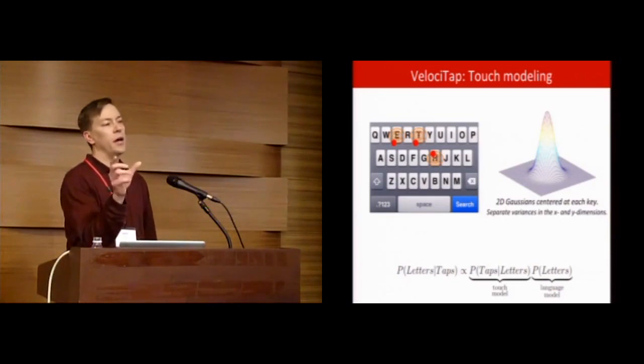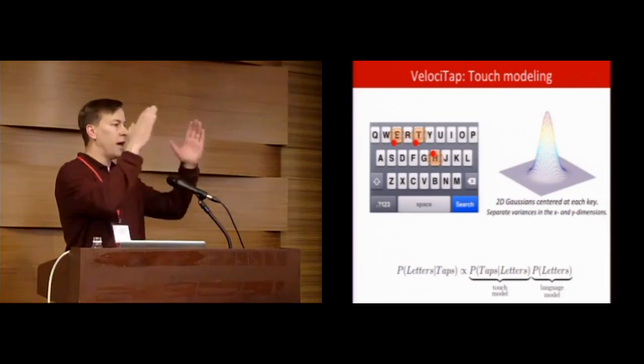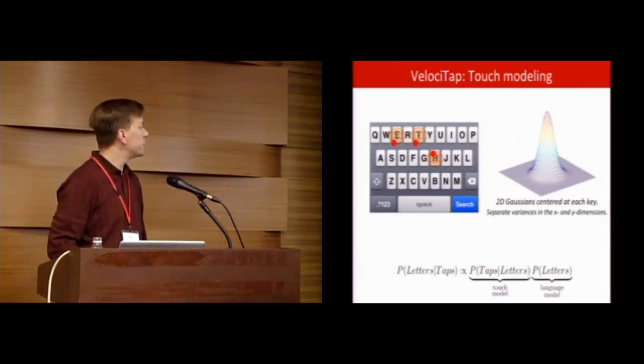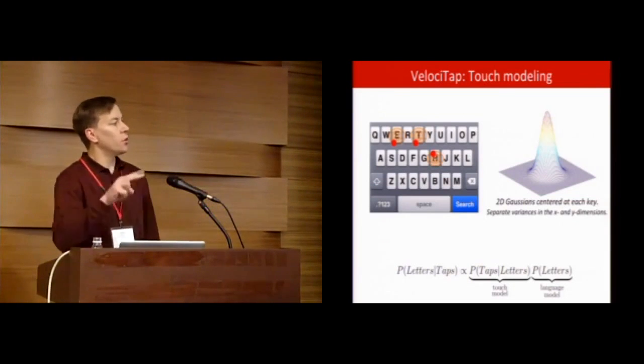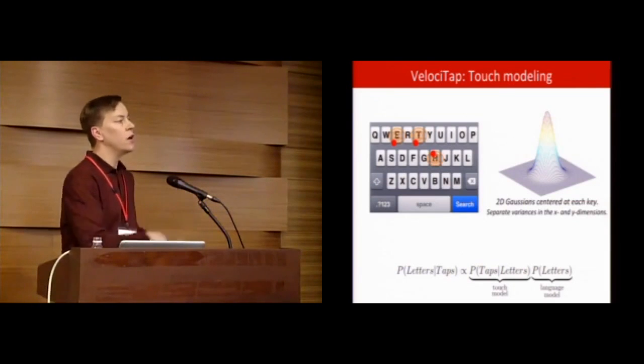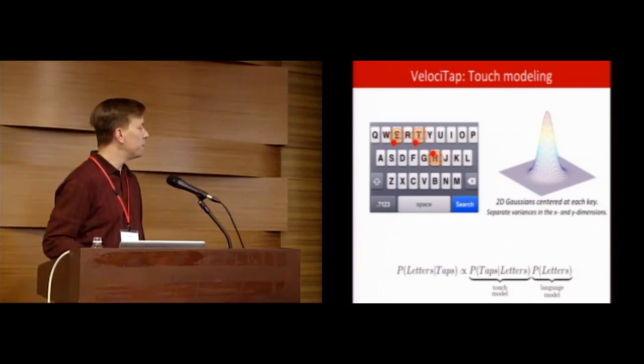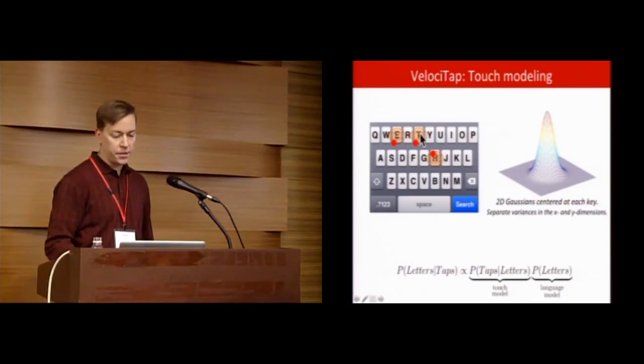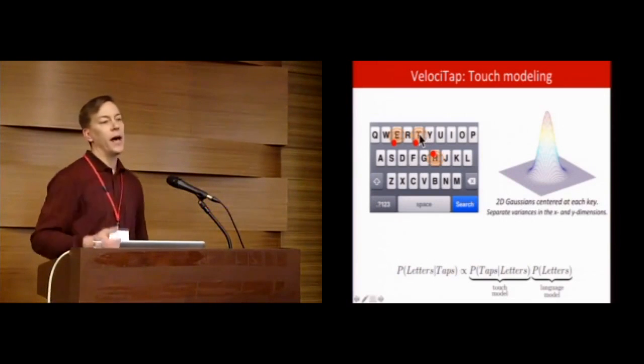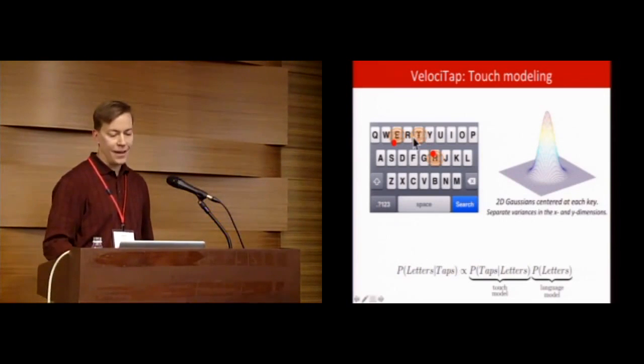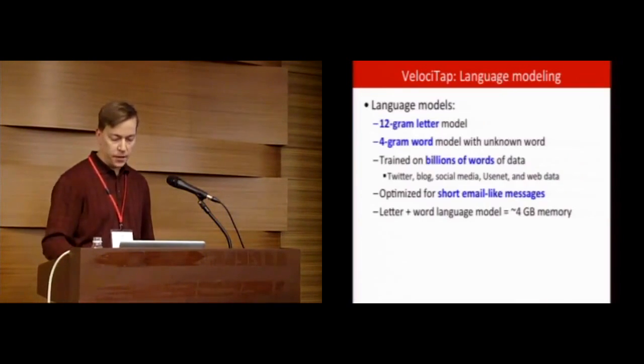Okay? VelociTap has two free parameters that let the x and y variance of those two-dimensional Gaussians vary, but there's essentially only two free parameters that control that across the entire keyboard. Okay? So the closer your tap is to the center of the key, the more likely that key is, but it can generate a likelihood for all the letters given any particular tap.